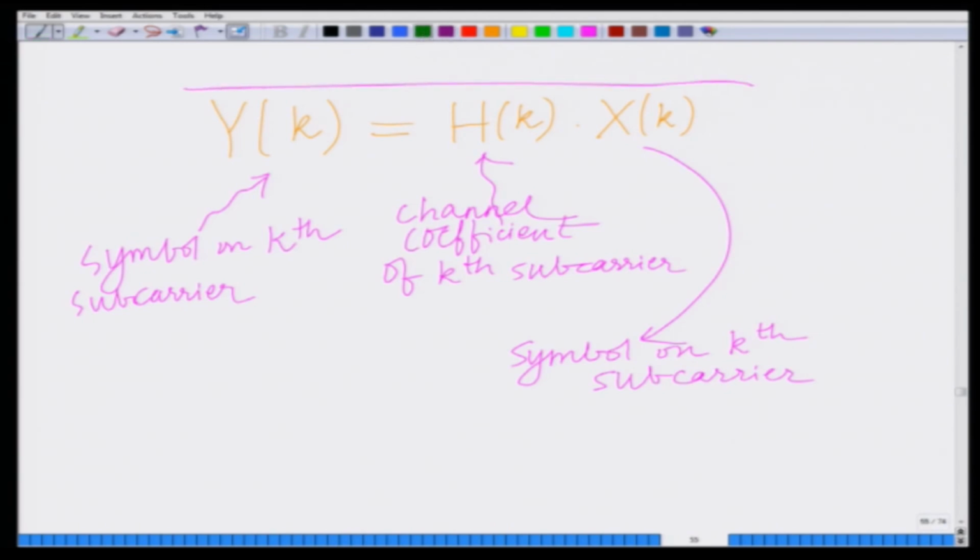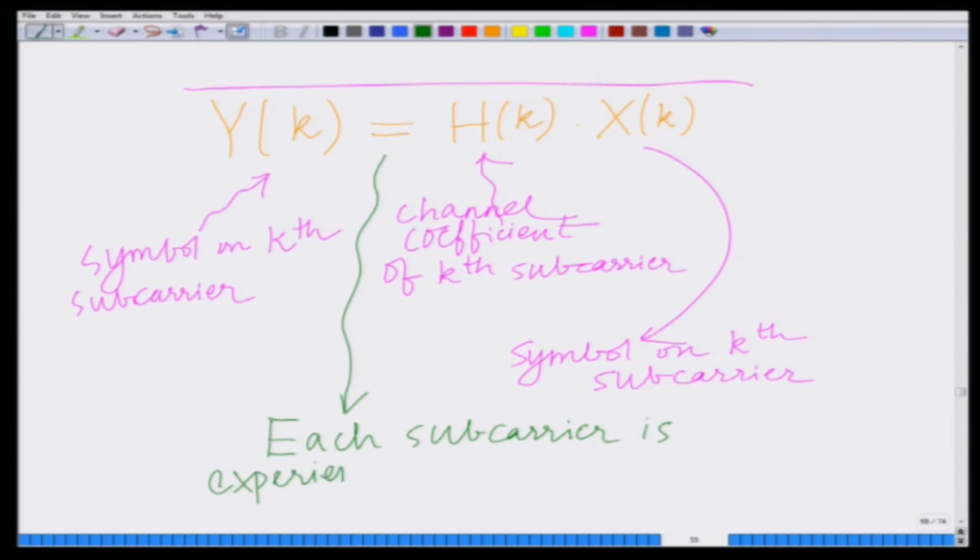is experiencing flat fading. Now you can see that each subcarrier is experiencing flat fading, because what do we have? We have y of k equals h of k times x of k. There is no frequency selectivity.